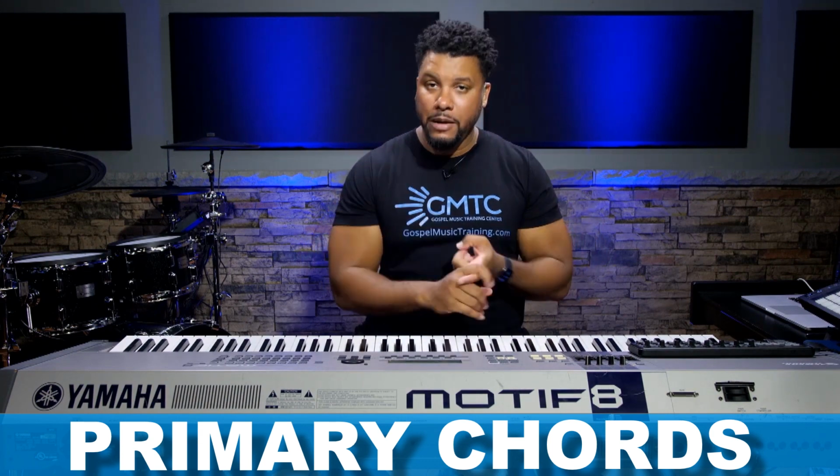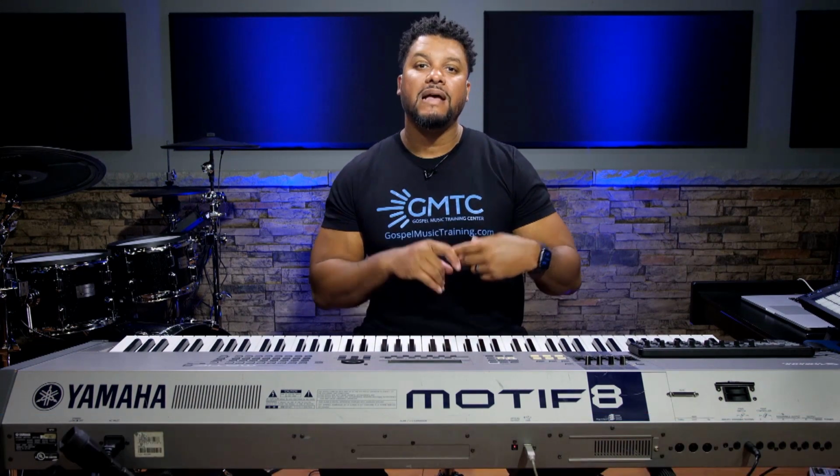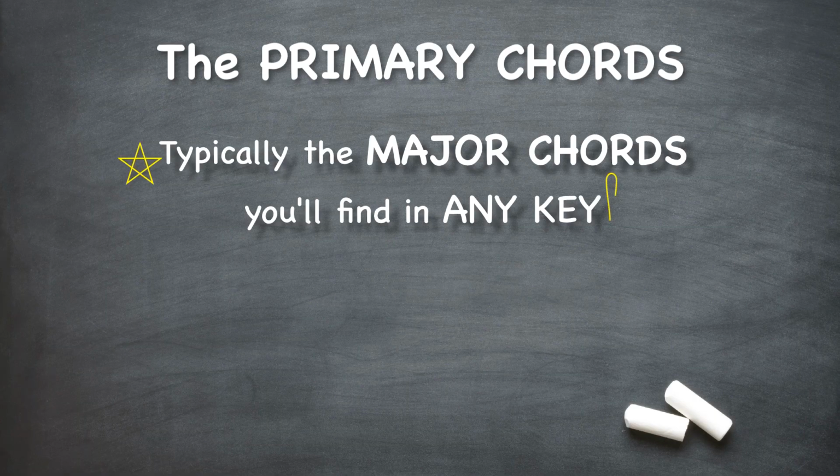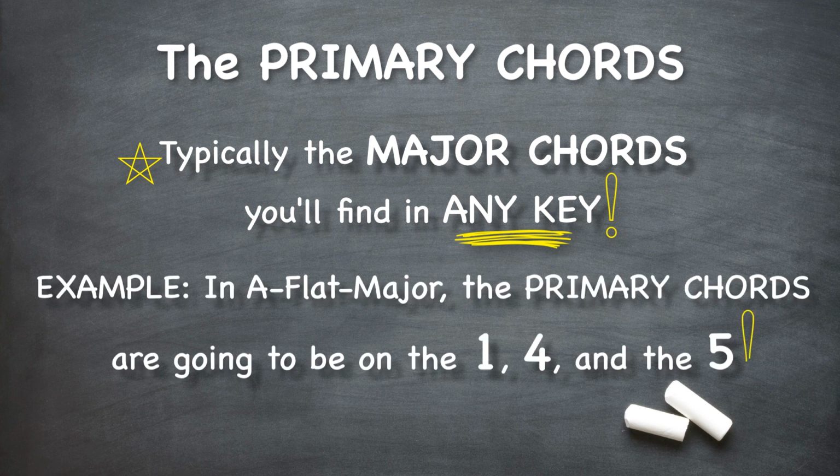So the first thing that we're going to talk about is the primary chords of the key that we're in. In any key, you have what we call primary chords, and we also have secondary chords. The primary chords typically are the major chords that you would find in any key. So in the key of A flat major, the primary chords are going to be on the 1, the 4, and the 5. In any key, the primary chords are going to fall on the 1, the 4, and the 5 of the scale of the key you're in.